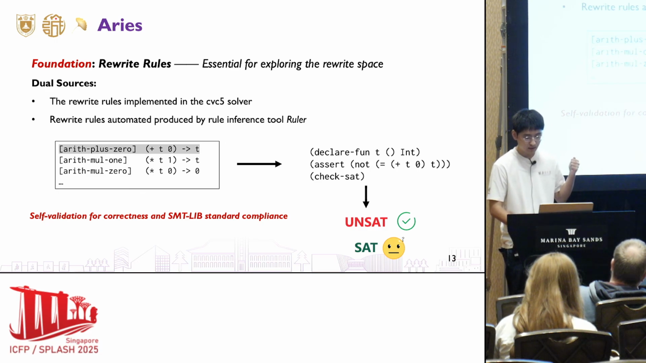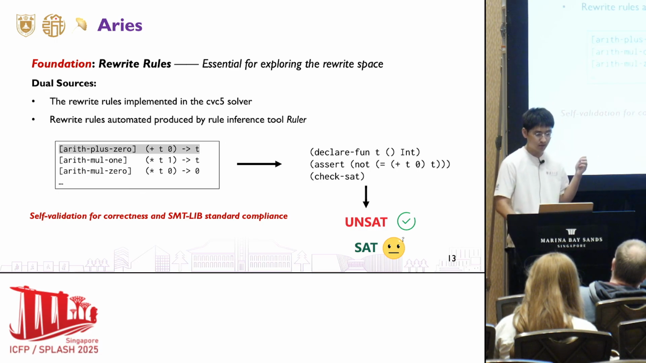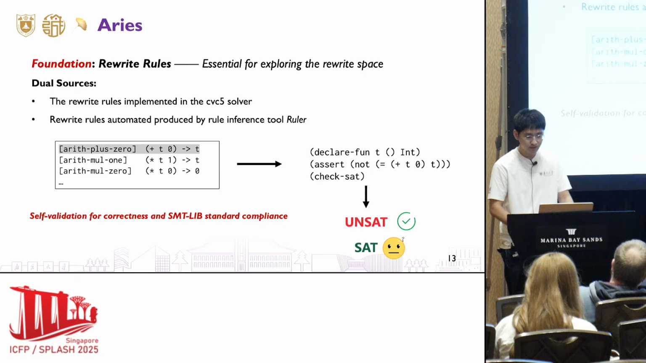For example, for the first rule, 0 plus t equals t, we can check if there exists a t such that 0 plus t is not equal to t. If all solvers return unsatisfiable, the rule is valid.